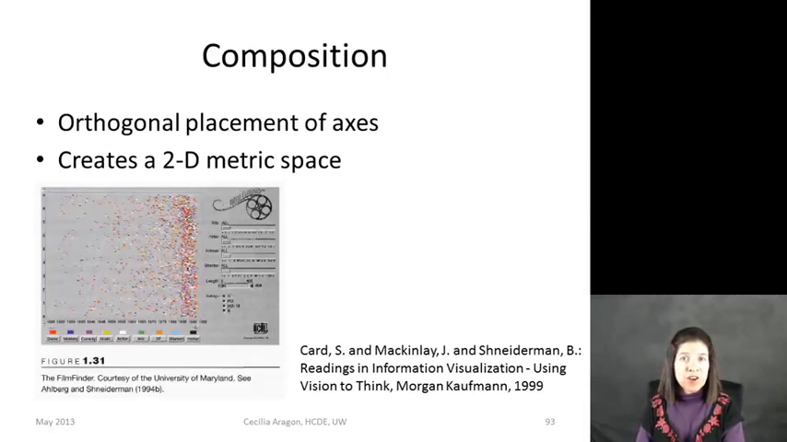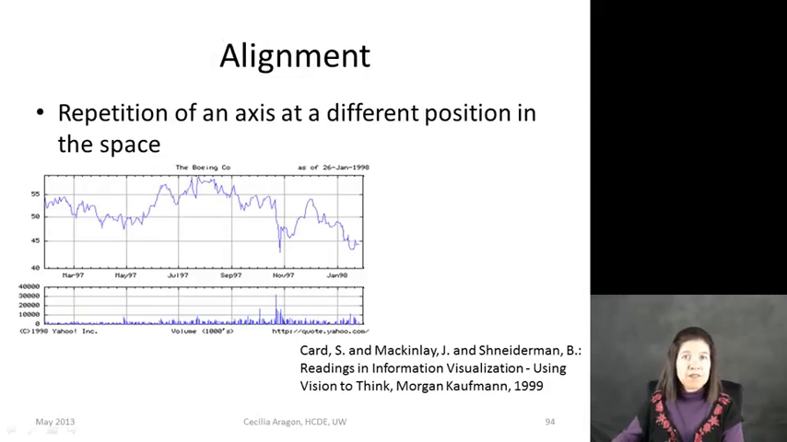Composition refers to an orthogonal placement of axes. You create a 2D metric space, and you can line the data up along the x and y axes in multiple different ways. Alignment refers to the repetition of an axis at a different position in the space. So here you see we have the same time axis repeated in 2 places, but 2 different graphs representing different amounts of information on the y-axis.